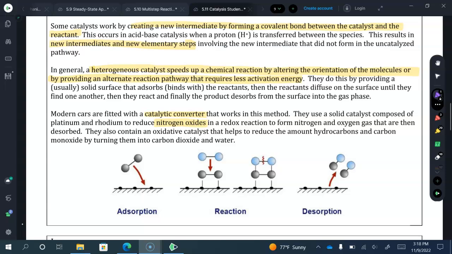They also contain an oxidation catalyst that helps reduce the amount of hydrocarbons and carbon monoxide, and this reduces the amount of nitrogen oxides in the atmosphere. Nitrogen oxides react with water in the atmosphere and produce acid rain. And so by the catalytic converters doing their work to react with these, it reduces the amount of pollutants in the air. So let's look at the IDUs.